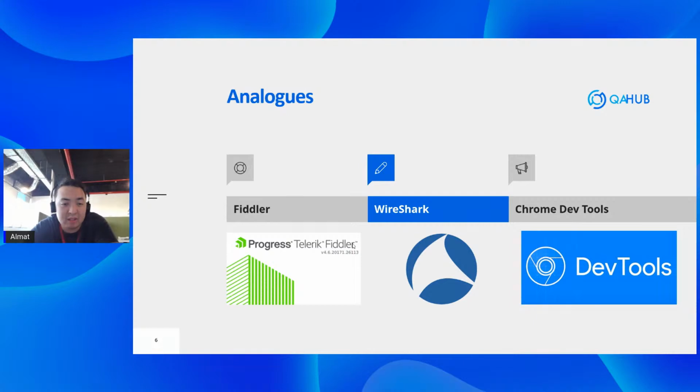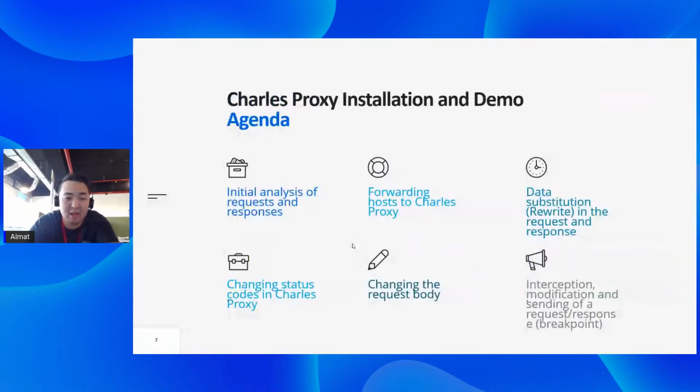What kind of analogs do we have? The first, I guess the most popular one that most of you are familiar with, is Fiddler. The second is Wireshark, and the last is Chrome DevTools. They are not similar, but they have the same functionality to track traffic from the internet.